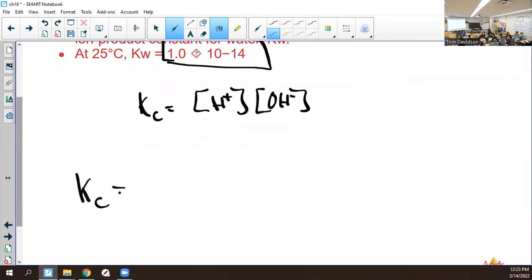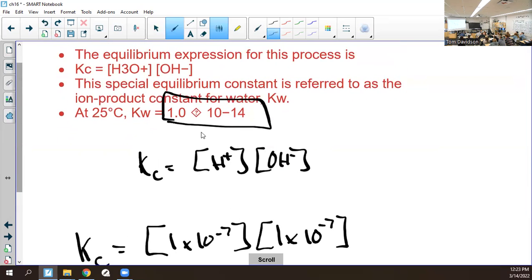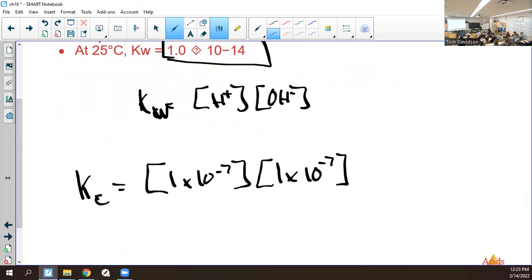Okay, now look right here. I know this is kind of confusing, but just stick with me. This special equilibrium constant is referred to as the ion product constant for water, or Kw. Now it's Kc, but since it's just water, we change it to Kw. It's really nice because it's always the same value. The answer is always the same. It is 1 times 10 to the negative 14, always.